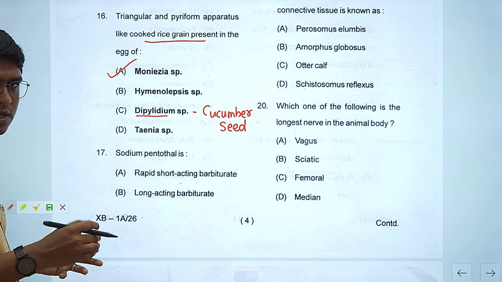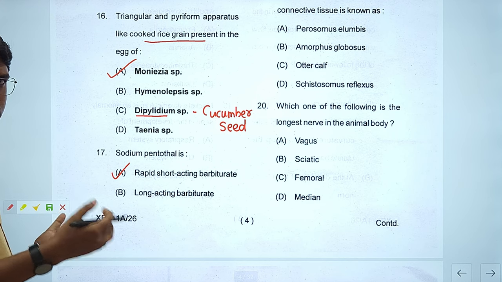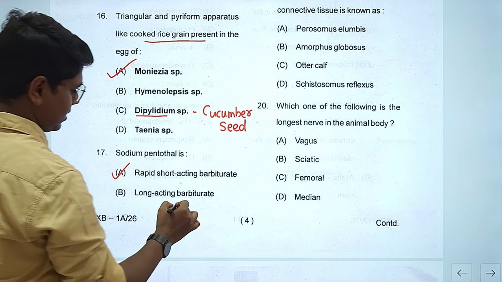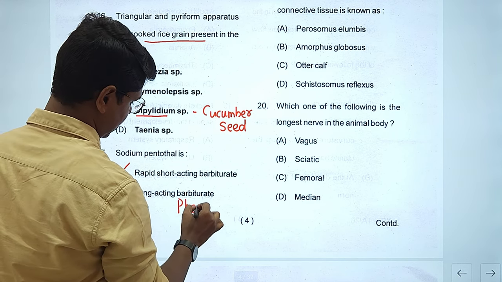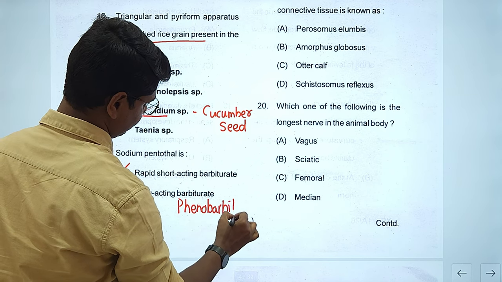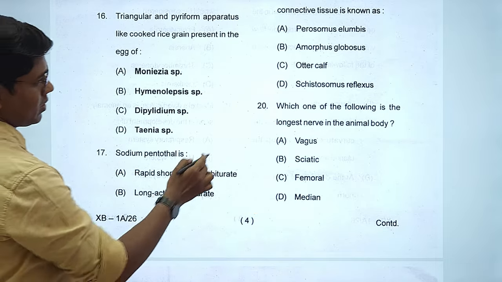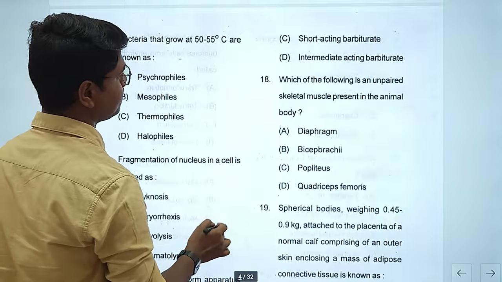Sodium pentothal is an ultra short acting or rapid acting agent. Long acting, which you use in day to day practice to manage seizures, is phenobarbital. It is a long acting barbiturate. It is usually given in dogs and cats for management of idiopathic epilepsy.